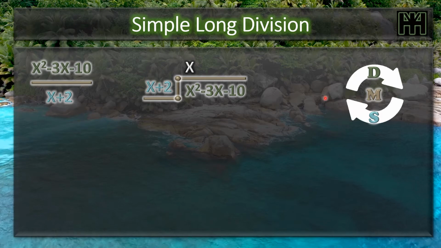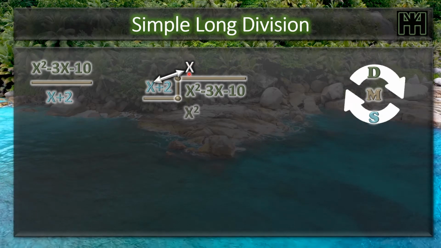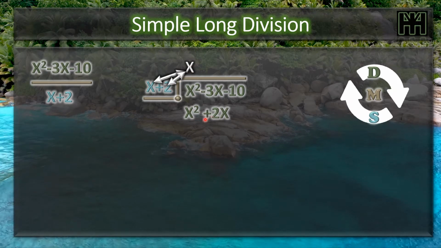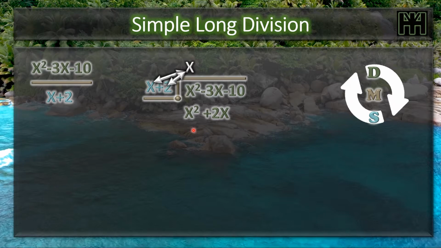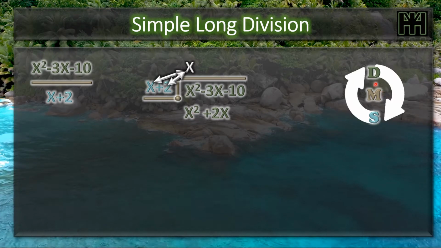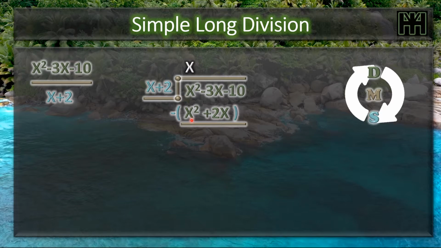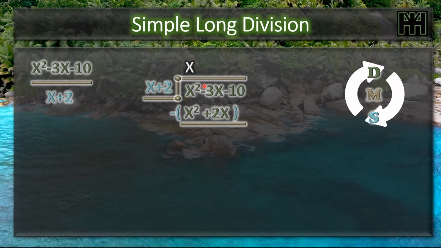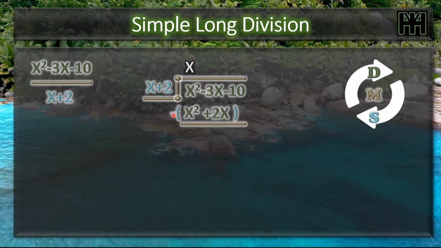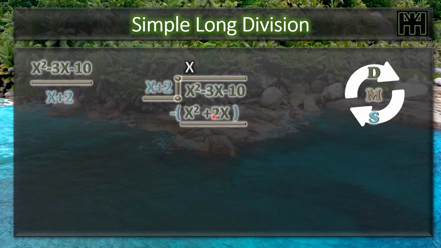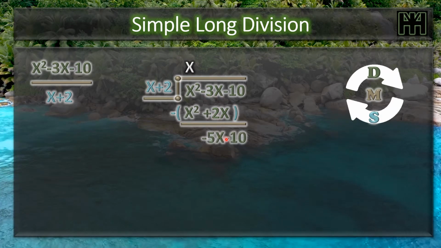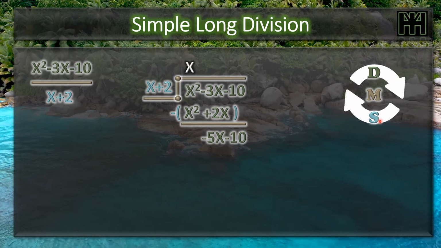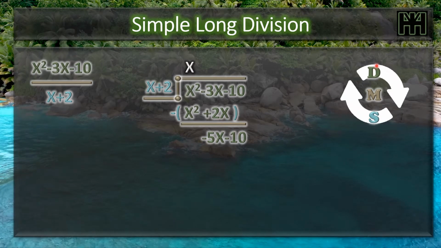Okay, we are here at the multiply. We will multiply x by x, and it will be x squared, and multiplied by 2, plus 2x. Easy. Then the subtraction. They are all multiplied by negative 1 to be subtracted. x squared will cancel the x squared, and here we have negative multiplied by negative 2x. It will be negative 2x, and negative 3x will be negative 5x. Don't forget the negative 10 here. It will go down.